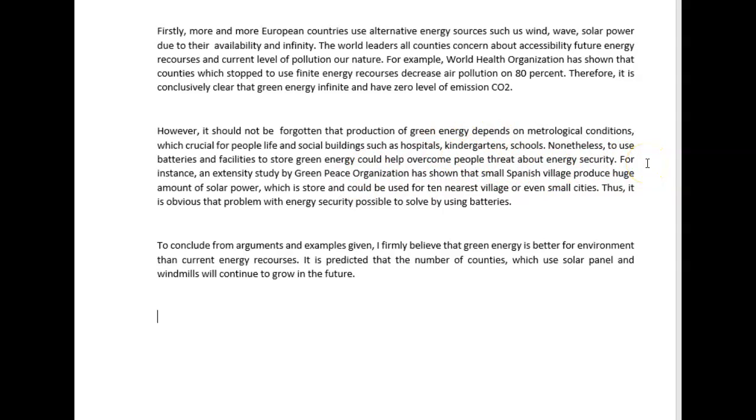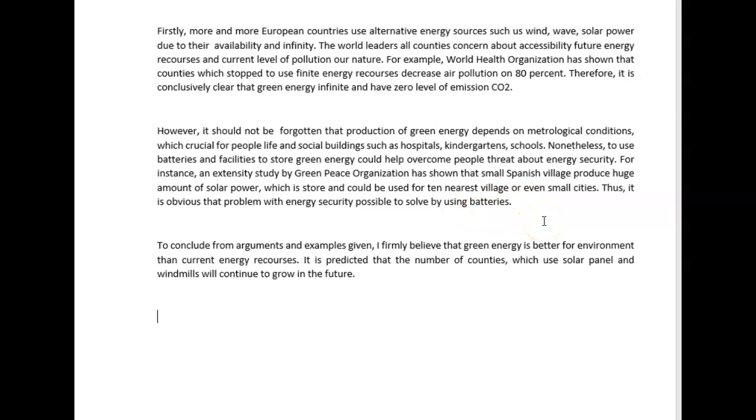For instance, an extensive study by Green Boost Organization has shown that a small Spanish village produces a huge amount of solar power, which is stored with a D and could be used for 10 nearest villages, S, or even small cities. Thus, it is obvious that problems, S, with energy security are possible to solve using batteries.